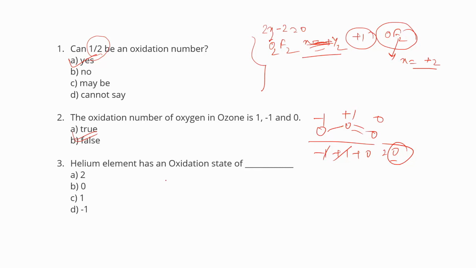Helium element has an oxidation state of 0, because helium is free, it is not attached to another element. So that's why it will have 0 oxidation state. So this is the first point. From that concept we can say helium is free here, it is not combined with another element, so it will have 0 oxidation state.